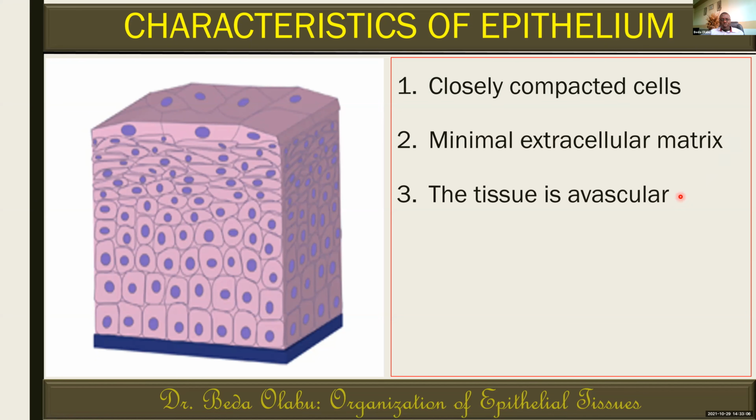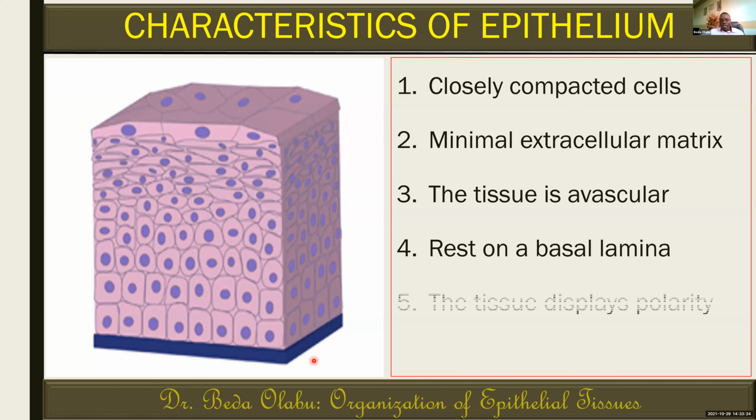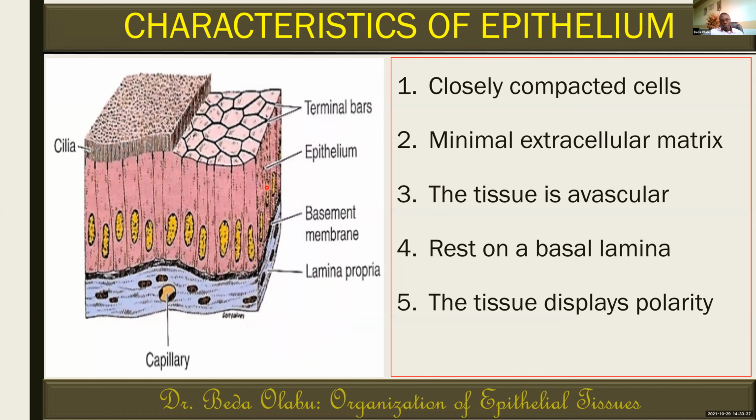The third property of epithelium is that they lack blood vessels. So they rely on transfer of nutrients through diffusion from the underlying connective tissues. Fourth characteristic is that epithelium rests on what we call a basal lamina, which separates the epithelial tissue from the underlying connective tissue. Fifth characteristic is that epithelial tissues display polarity. By polarity, it means that there is directionality of function.